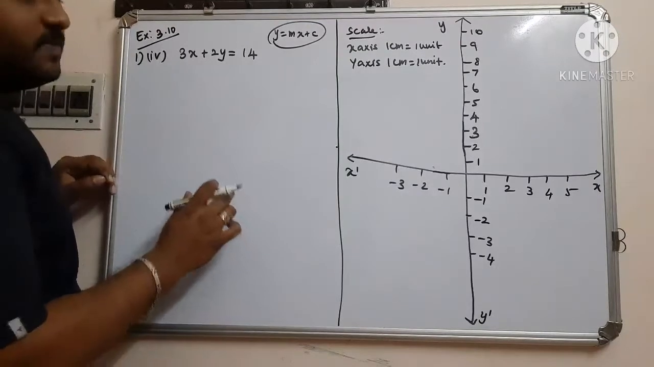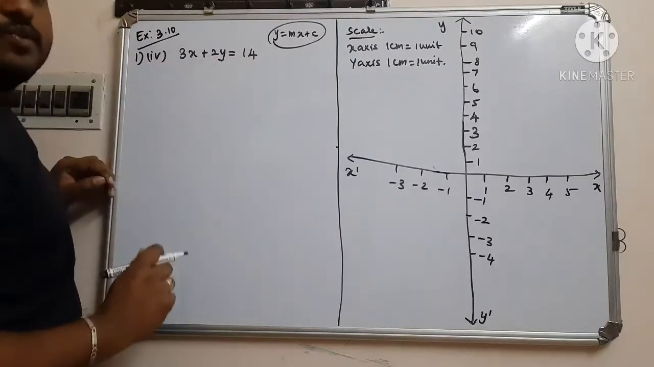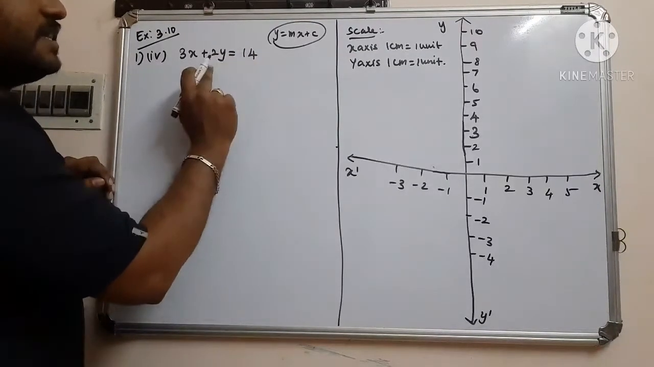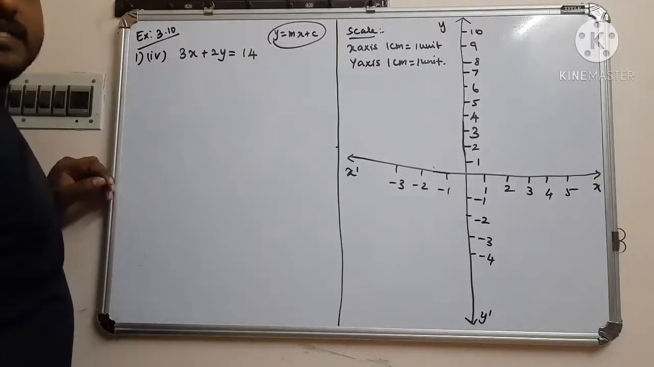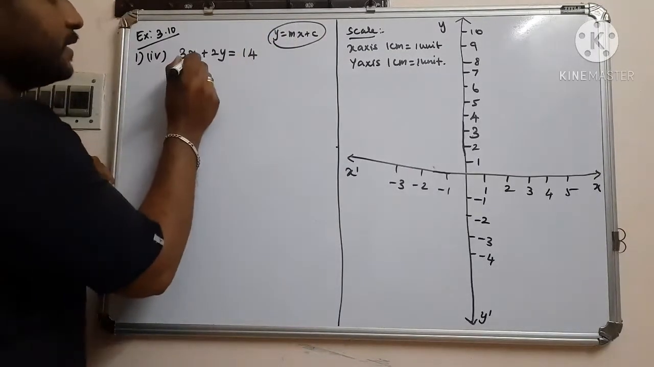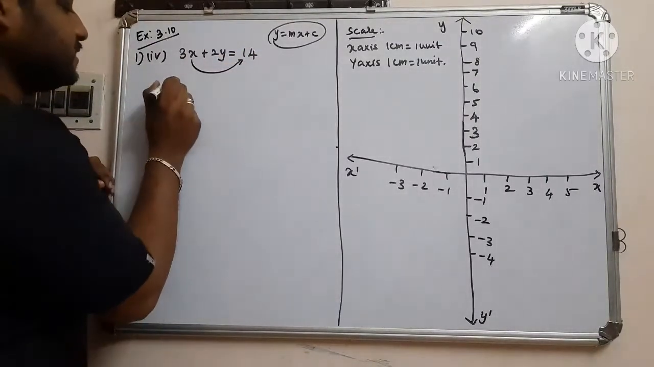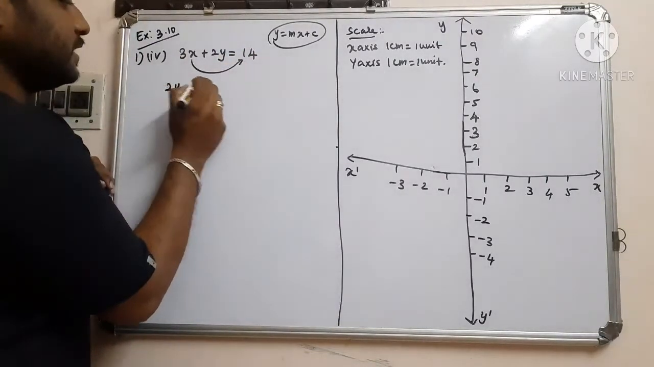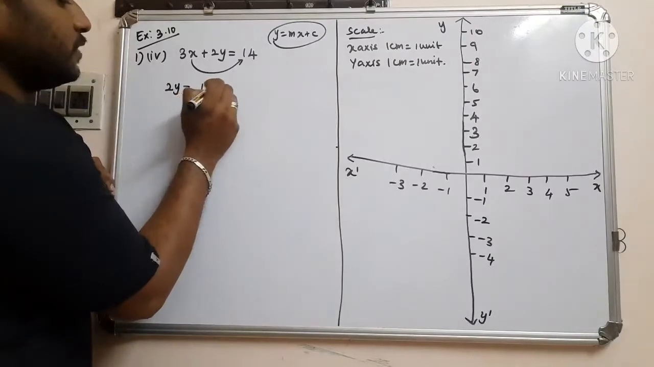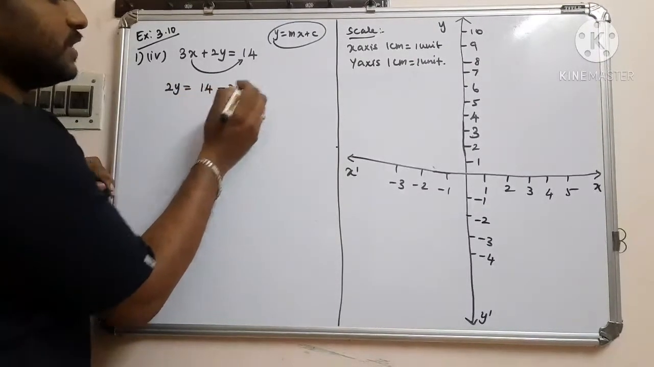But here 3x plus 2y is equal to 14. We have to write this equation like y is equal to mx plus c. So plus 3x will change into minus 3x. 2y is equal to 14 minus 3x. 14 minus 3x.